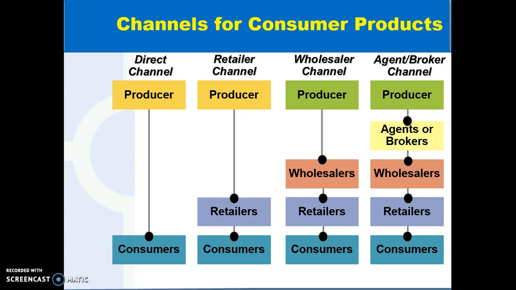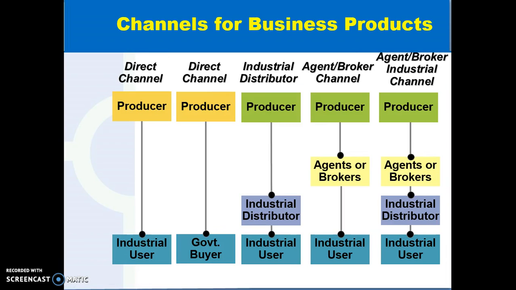So this is how channels for consumer products typically look. A large majority of consumer products involve several channel partners, as you see here on the right hand side, and products move through several entities. In contrast, channels for business products are more direct and shorter in length, as you see on this slide, and products typically do not move through several channel partners.